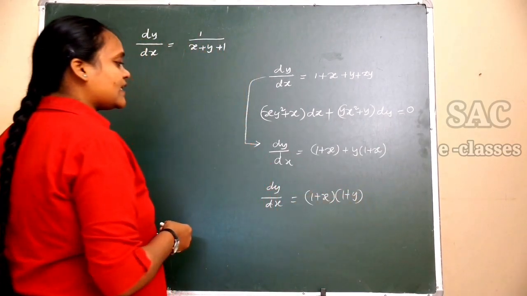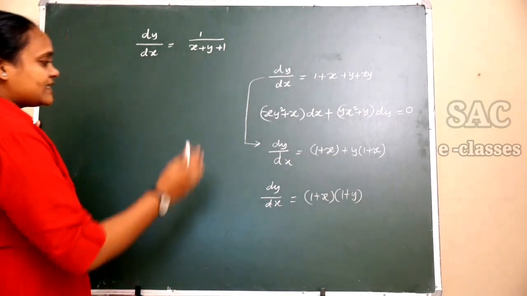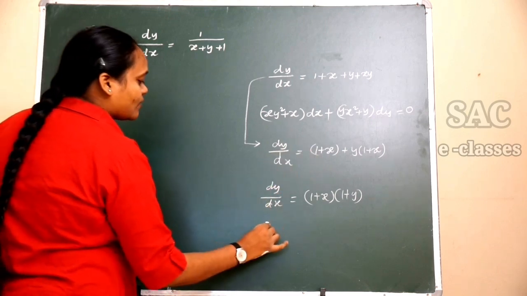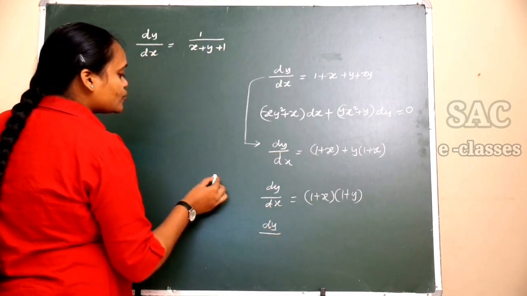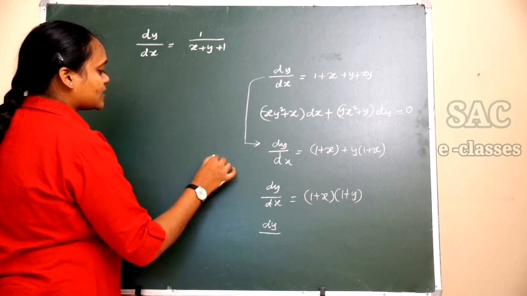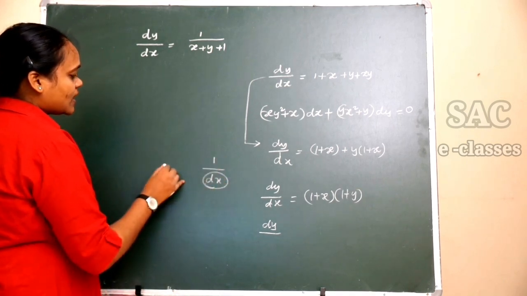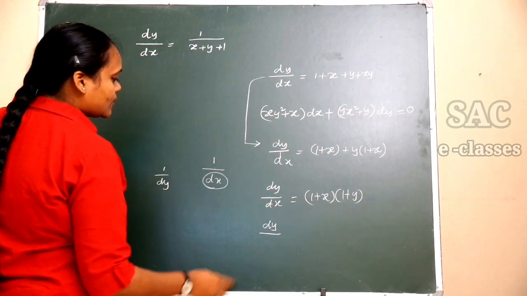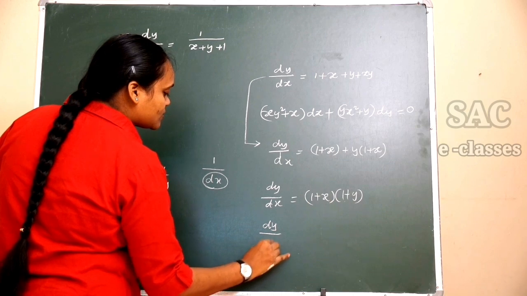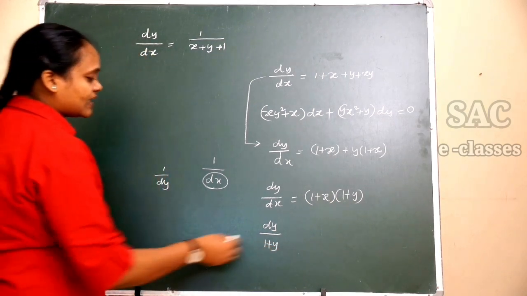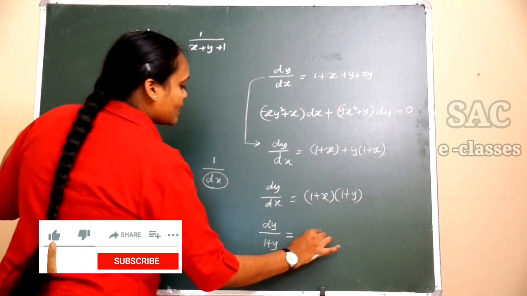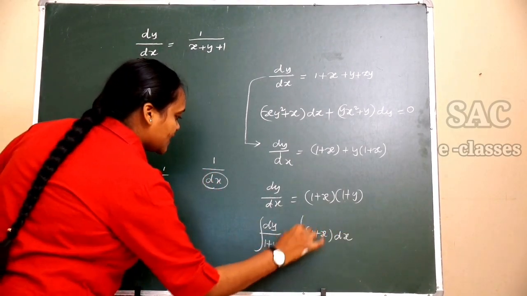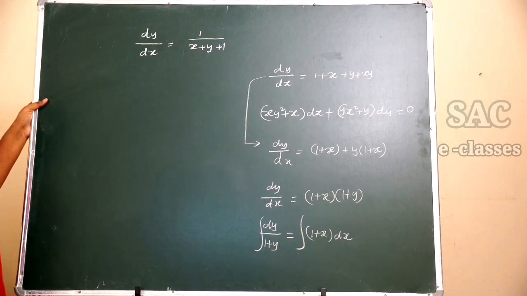Here you can clearly write the y terms as one group and the x terms as another group. And remember that there should be no expression in x with dy and no expression in y with dx. What are we supposed to do here? We have to transpose this 1 by y to the dy side, and 1 plus x into dx on the other side. Apply the integration.